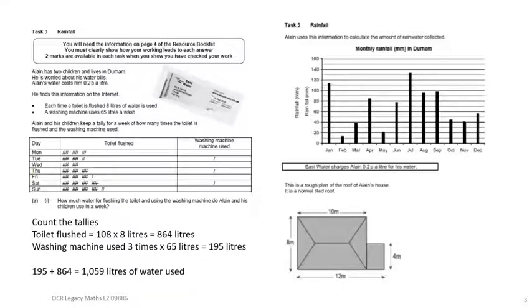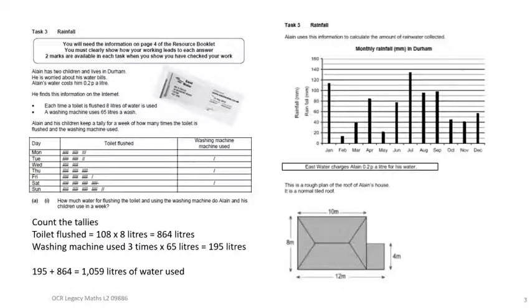How much water for flushing the toilet and using the washing machine do Alan and his children use? Well, count the tallies out. If you count the tallies for the toilet flush, it comes out 108 times that by 8 litres, gives you 864 litres of water. The washing machine is only used 3 times, so we multiply 3 by 65, gives us 195 litres. We simply then add those 2 together, which gives us 1,059 litres of water used.